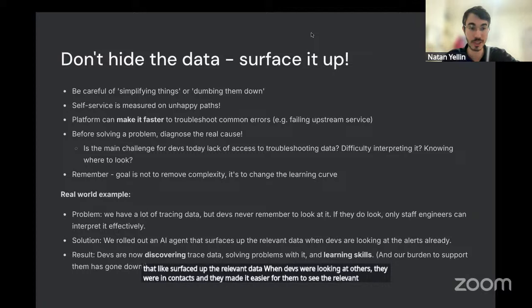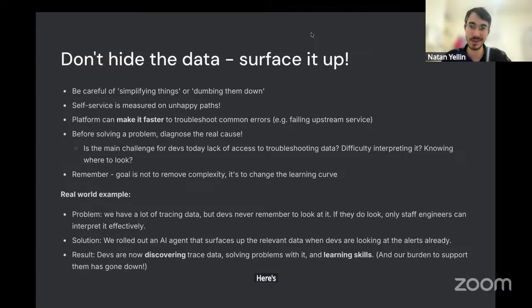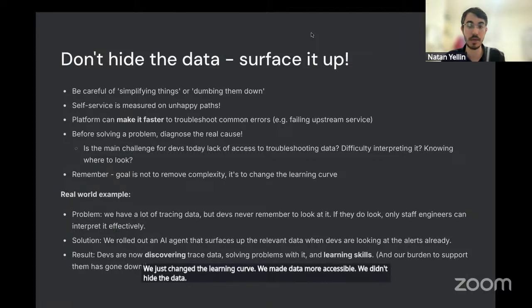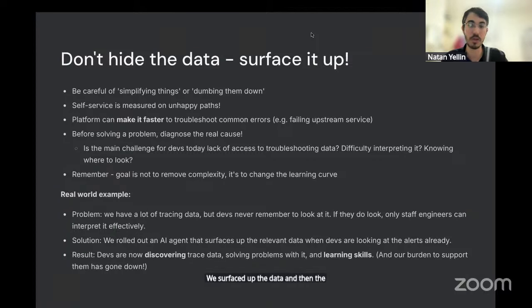Oh, here's some tracing data. Here's where you should look. Here's how you can solve the problems with that. And then the devs started succeeding. Well, we didn't simplify things. We just changed the learning curve. We made data more accessible. We didn't hide the data. We surfaced up the data. And then the burden to support those developers went down.